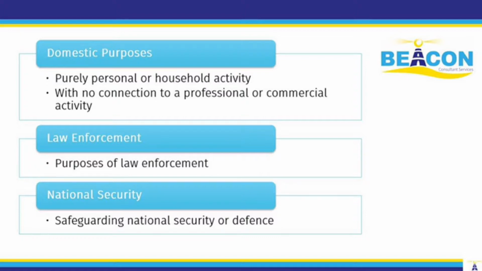Law enforcement. So the processing of personal data by competent authorities for law enforcement purposes is outside the GDPR scope. So for example, if the police are investigating a crime, instead this type of processing is subject to the rules contained within the DPA 2018. And national security. So personal data processed for the purposes of safeguarding national security or defence is outside the GDPR scope. However, again, this is covered within the DPA 2018, which contains an exemption for national security and defence.